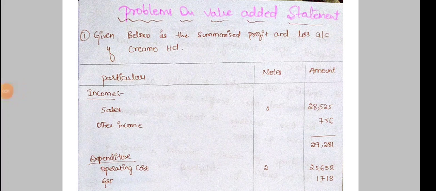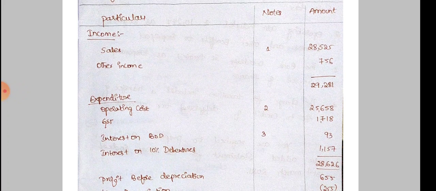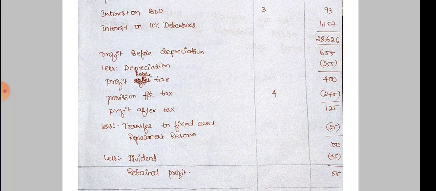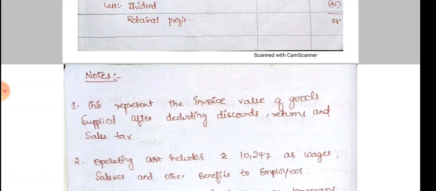So in today's class we are going to discuss the problems on value added. So here is a question given. Given below is a summarized profit and loss account of Cremo Limited. So here they have given us the sales, other income, operating cost, GST, interest on bank overdraft, interest on 10% debentures, depreciation and replacement reserve, dividend and retained profit.